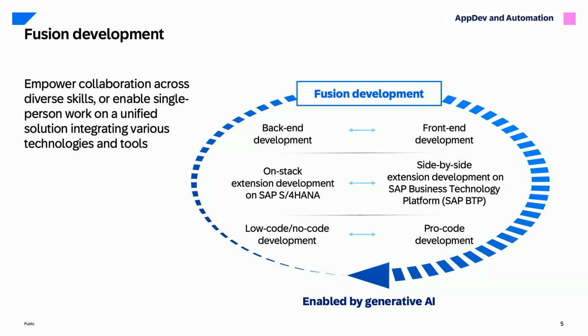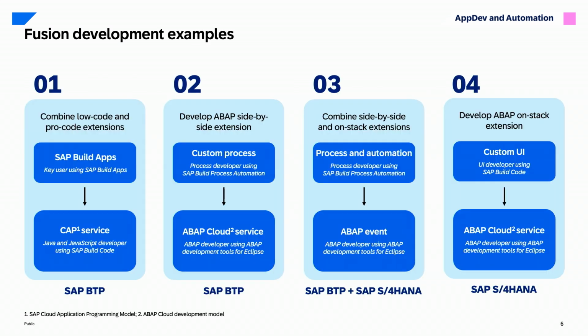And because this is so important, we have done a couple of things for that. But first, let's look at some more examples for fusion development, get a bit deeper in it. Let's start on the left-hand side. Let's again say you want to create a new application, and that application you want to create side by side on the BTP.